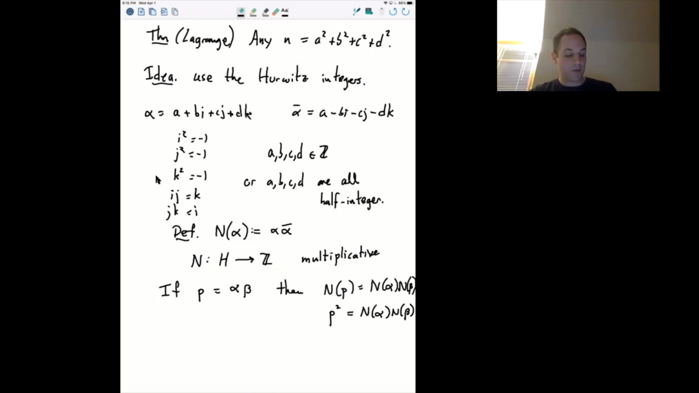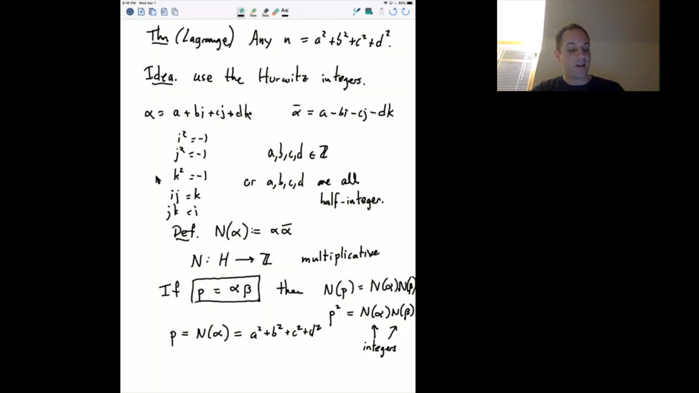Okay. And then because p is prime in Z, and now these are all integers, as long as neither alpha nor beta is a unit, so that this is a true factorization, you get that p is equal to N of alpha. In other words, p is a sum of 4 squares. So I don't have time to explain why, but it's a fact that any integer prime can be factored in the Hurwitz integers. And the Hurwitz integers are kind of crazy because they don't have unique factorization. So you can factor things left and right. And the fact that you have so much factoring flexibility basically implies that you can write any number as a sum of 4 squares.